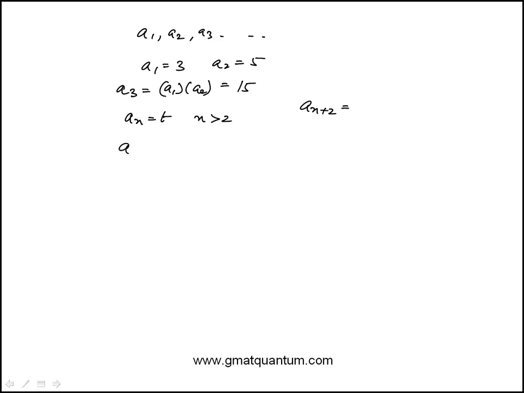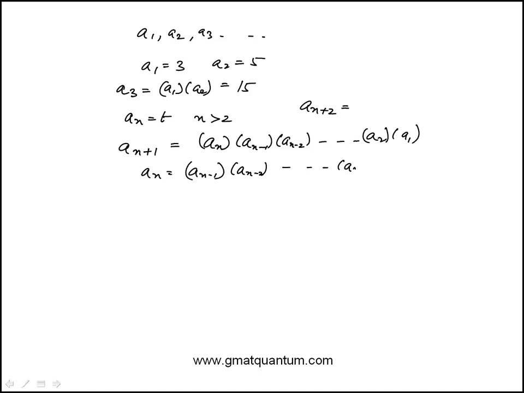So that means AN plus 1 would be AN times AN minus 1, AN minus 2, and so on and so forth, all the way to A1. So these are the previous terms. Now, AN is AN minus 1, AN minus 2, all the way to the first term. That is exactly this chunk here. Now, we're given that this is equal to T. That's T, so AN plus 1 would be T squared.